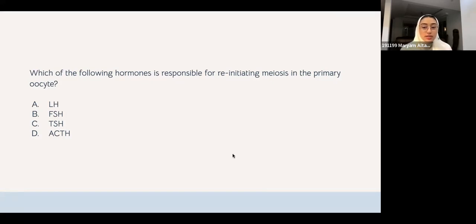So LH is the primary hormone responsible for, remember, causing ovulation, and after that, it's leading to reinitiating meiosis in the primary oocyte. So in our primary follicle, our primary oocyte is going to be stuck at prophase of meiosis 1. Then it's going to move to, do you guys remember where it gets stuck after ovulation happens? Metaphase 2, yes, okay, so metaphase of meiosis 2.